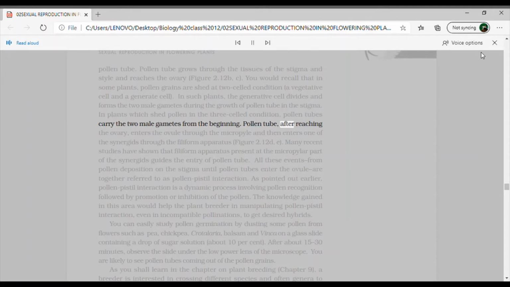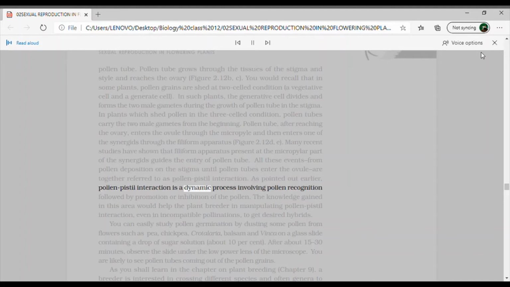The pollen tube, after reaching the ovary, enters the ovule through the micropyle, and then enters one of the synergids through the filiform apparatus, Figure 2.12 DE. Many recent studies have shown that the filiform apparatus present at the micropylar part of the synergids guides the entry of pollen tube. All these events, from pollen deposition on the stigma until pollen tubes enter the ovule, are together referred to as pollen-pistil interaction.